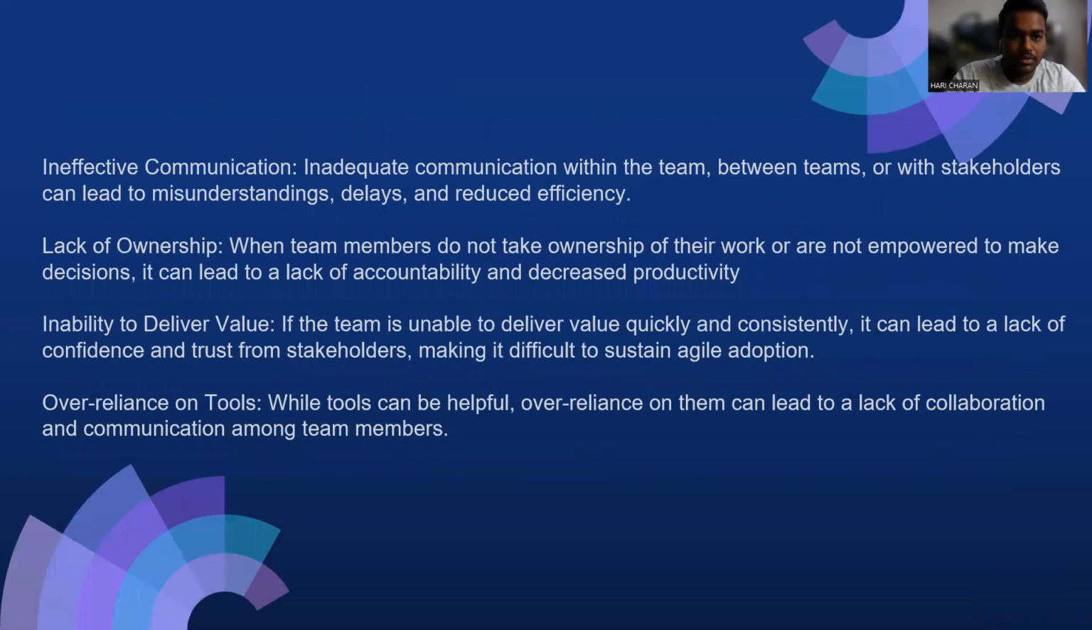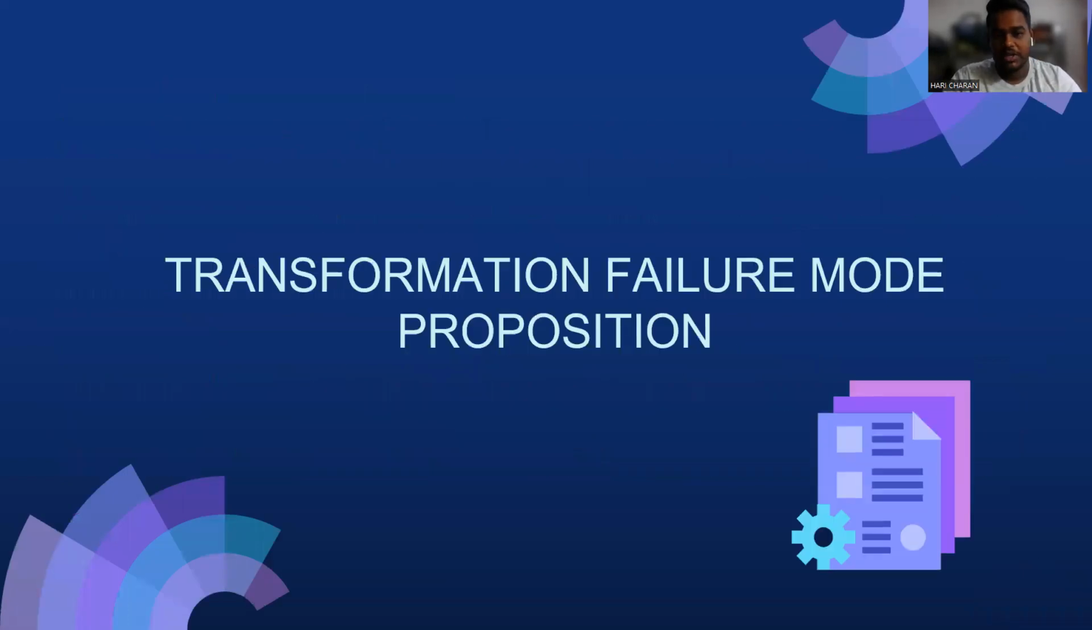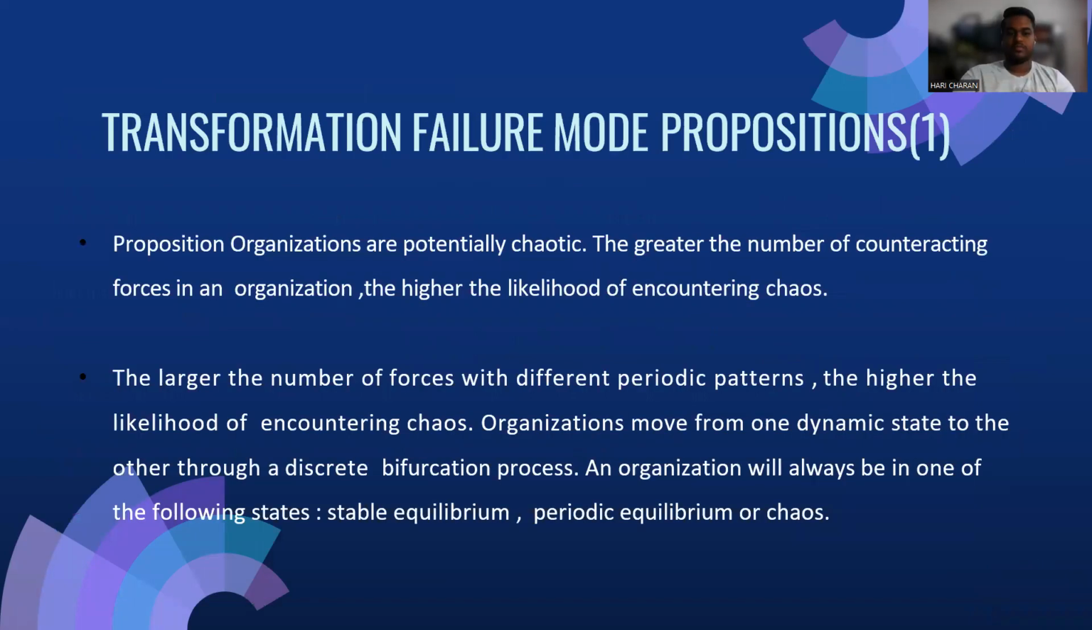So let's go to the other one. The topic is transformation of failure modes propositions. There are three in total, so let's go to the first one. The bigger the number of contradicting forces in an organization, the higher the likelihood of encountering chaos, and the bigger the number of forces with various periodic patterns, the higher the likelihood of encountering pairs.